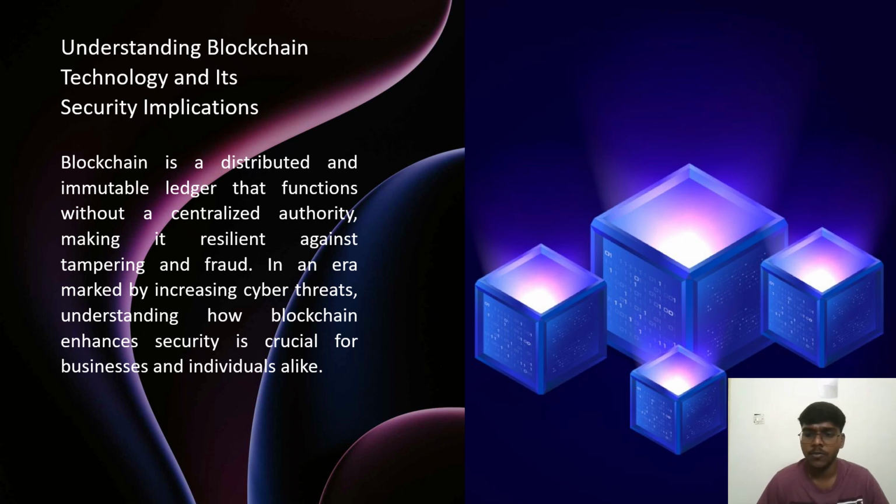Now, let's see an example for this. Take the example of IBM Hyperledger. It's an open source blockchain framework designed for businesses. Walmart actually used Hyperledger to track the origin of mangoes in its supply chain, reducing the time needed to trace food contamination from 7 days to just 2 seconds. That's the power of distributed and immutable ledgers.